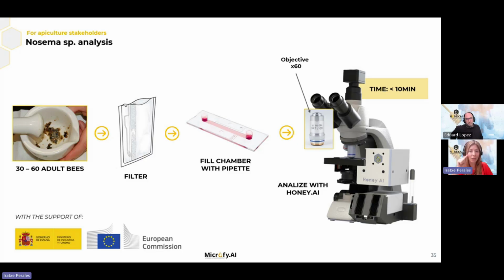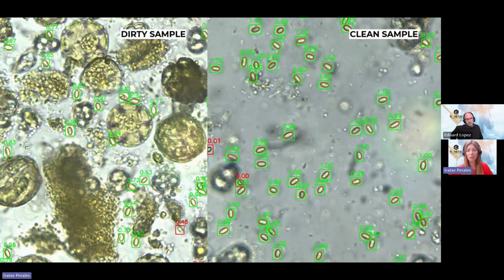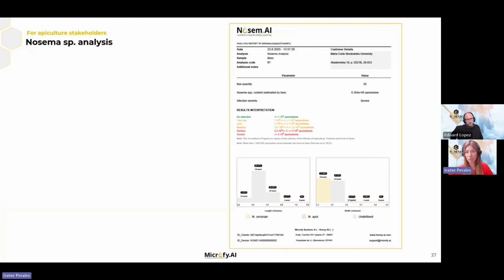And then with the objective of 60, not 40, 60, you can analyze with HoneyAI. Less than 10 minutes for everything: 3 minutes waiting time to sediment, and then 7 minutes to analyze. And then this is what you have. Here, if you're a human expert counting, if you have a clean sample, okay, you can do it. But if you have a dirty sample, it's not so easy and it's not so straightforward. With our system, everything is automated. This is the PDF of results that you get.